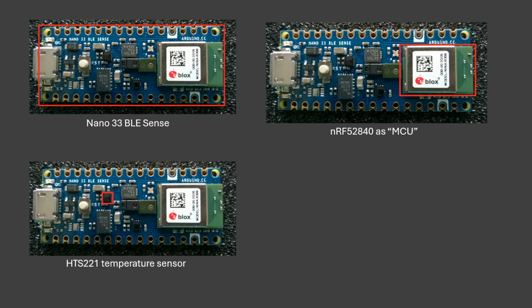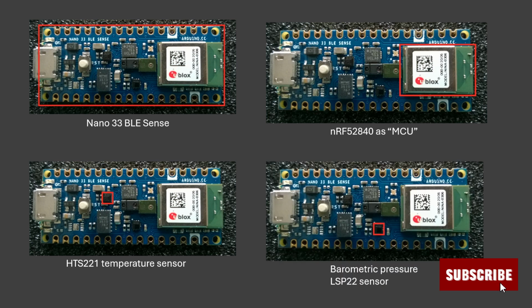So we have the HTS221 temperature sensor. The location is marked with the red box. Also, we have the barometric pressure, which is LPS22 sensor. So the location is marked also. If you have the board with you, you can follow along and check for each of these sensors.